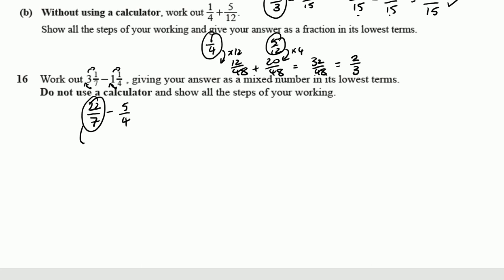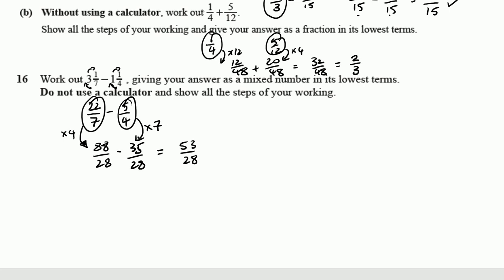So I've got to take my 22/7, multiply everything by 4. That's going to get me 88/28. Take my 5/4 and multiply by 7. That's going to give me 35/28. If I take these away, I'm getting 53/28. And that's as simple as that one gets.